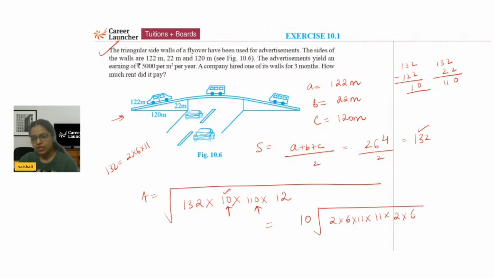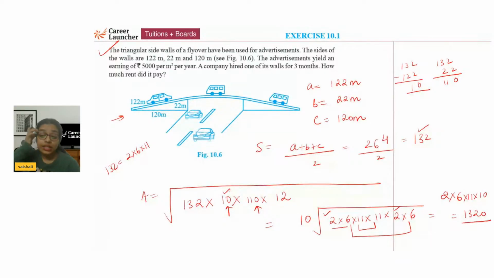So I can write this as 2 into 6. I can make pairs, 2 and 6, and 11. So what I'm left with, if I'm taking everything common, is 2 into 6 into 11 into 10, and if you solve this, you will get the answer as 1320. So this is the area basically, but the question does not end here.